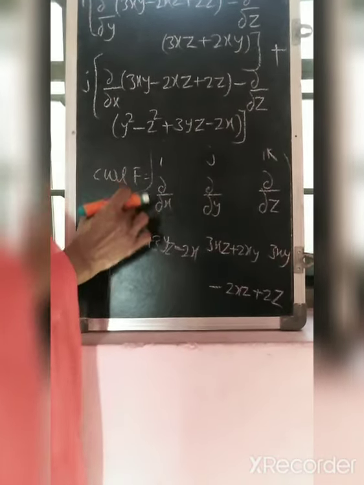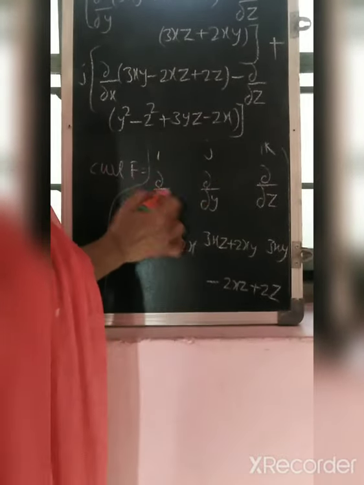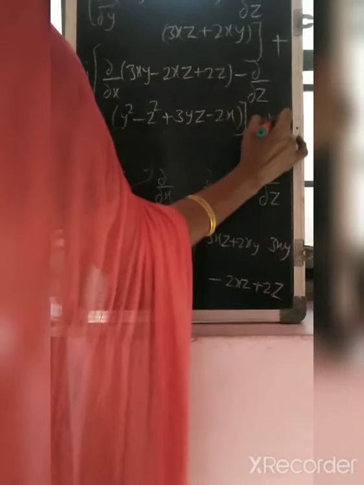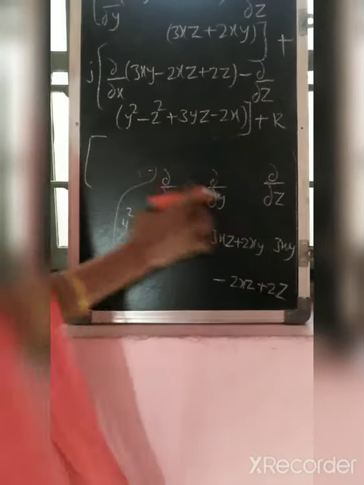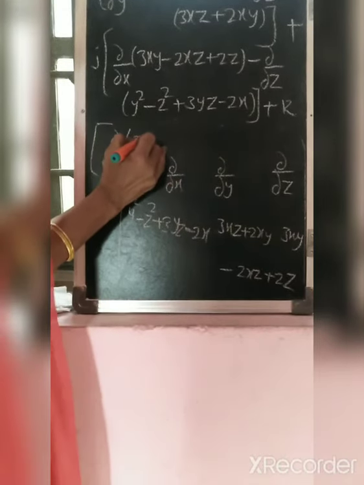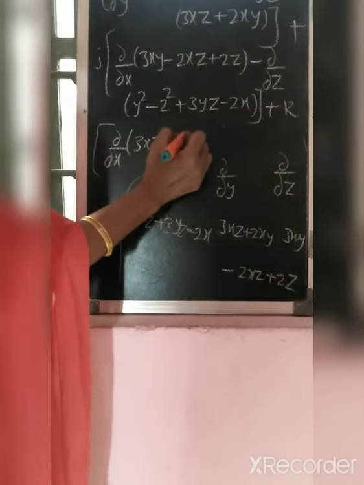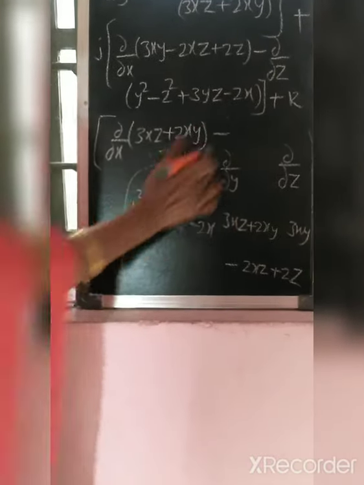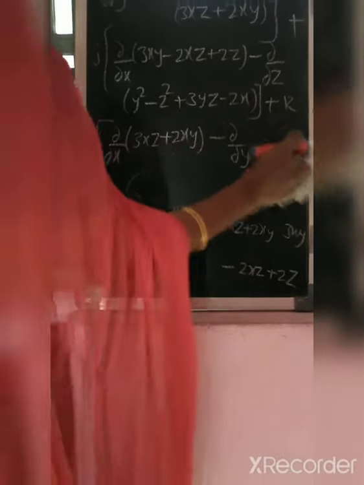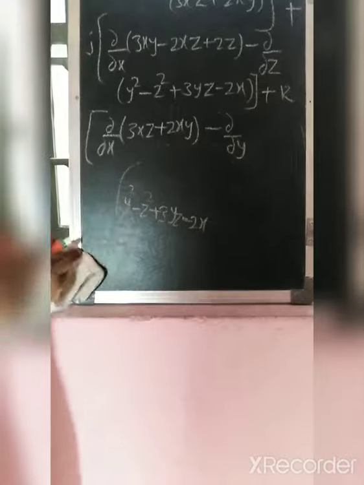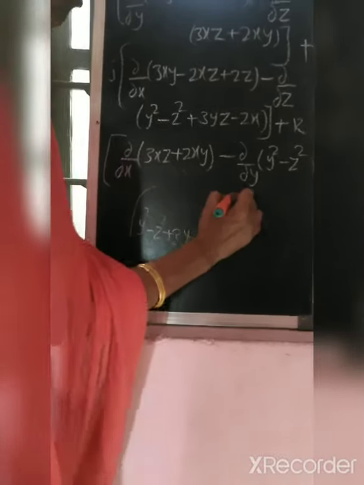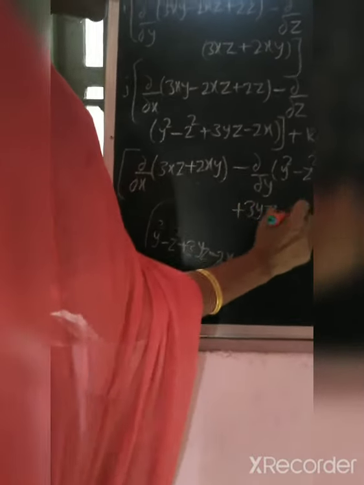Next, the last one is plus k into dou by dou x of (3xz plus 2xy) minus dou by dou y of (y square minus z square plus 3yz minus 2x).